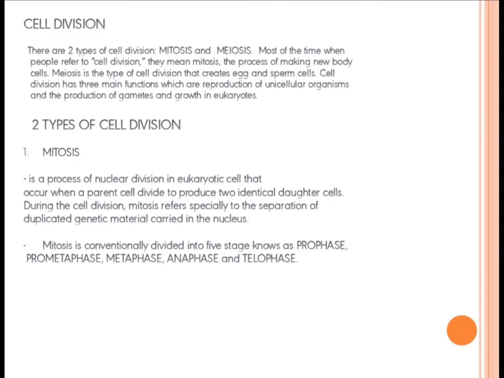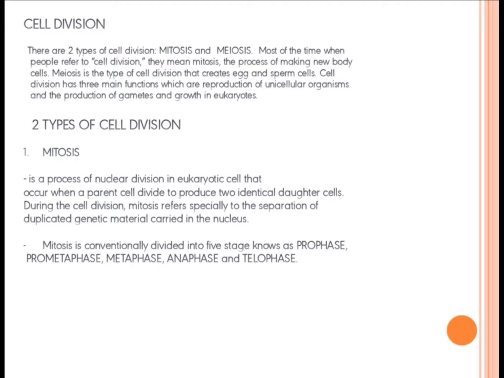There are two types of cell division, mitosis and meiosis. Most of the time, when people refer to cell division, they mean mitosis, the process of making new body cells. Meiosis is the type of cell division that creates egg and sperm cells.